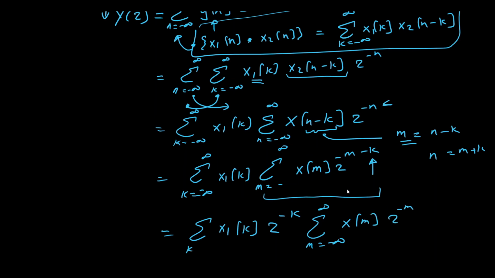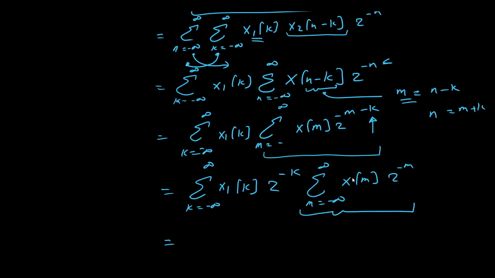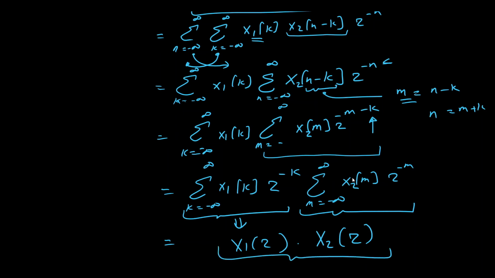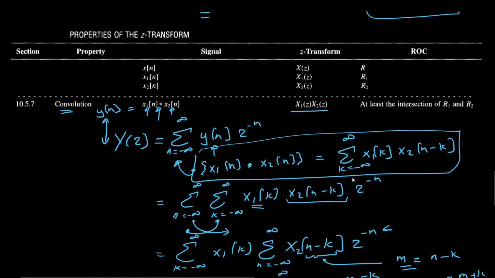The first summation is with respect to k. This can be expressed as simply, note that this is x2, so this can be expressed as x2 of z, and this would be expressed as x1 of z. So they are being multiplied in the z domain, which is mentioned over here.